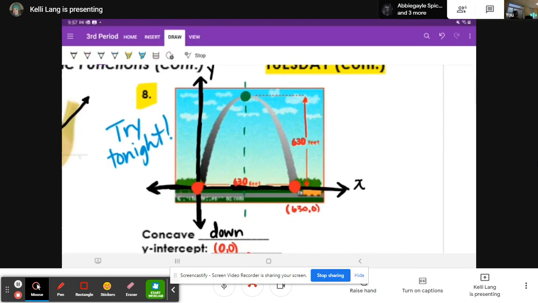Divide 630 in half. Let's break that down a little bit more. My parabola is 630 feet wide. The vertex is right in the middle of that 630 feet. So that very middle point would be 630 cut in half. So take 630 divided by 2, and you get 315. So the x value of the vertex is 315. What's the y value? Anybody see anything that'll help us figure that out?